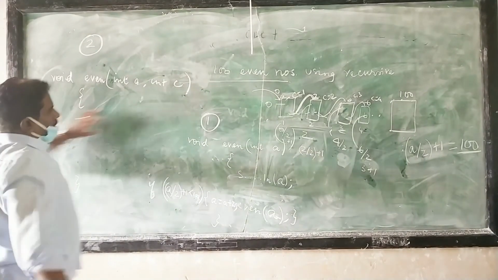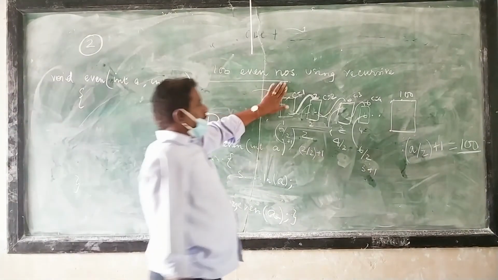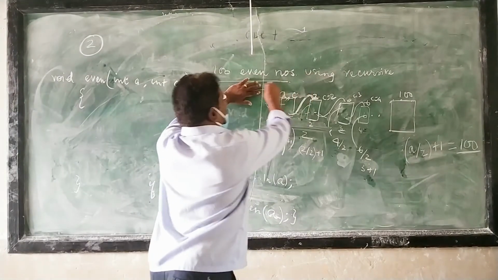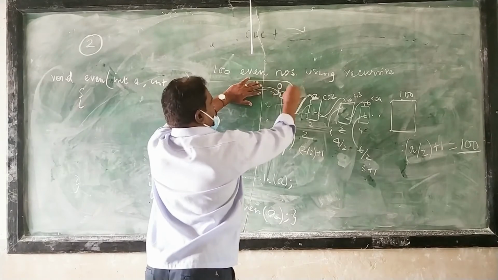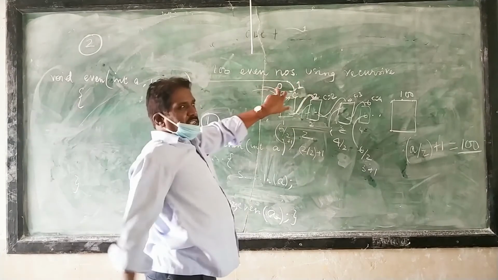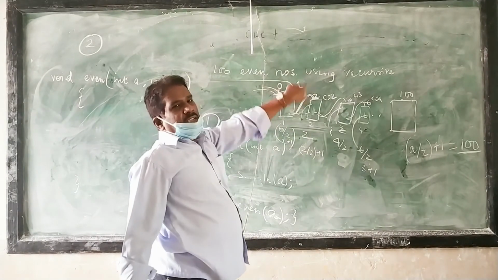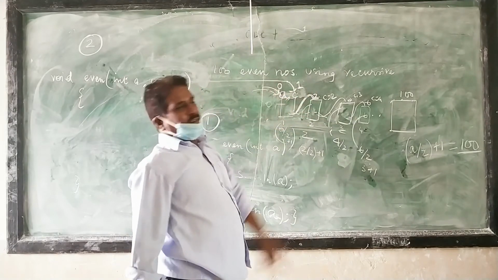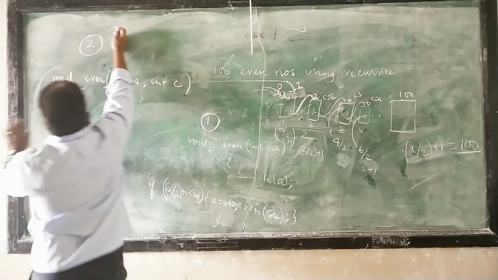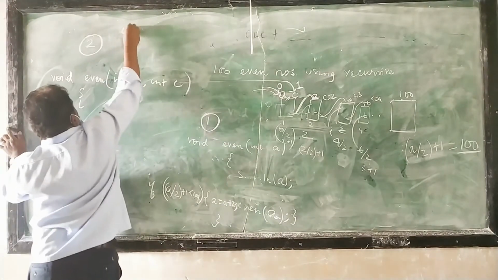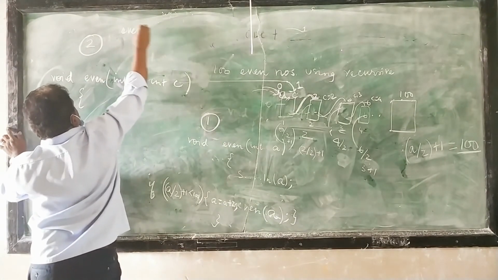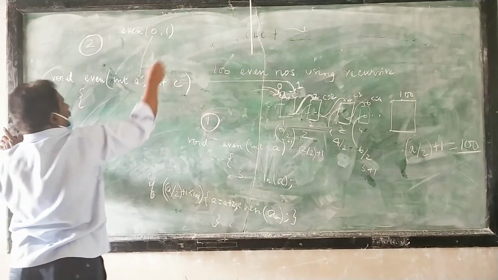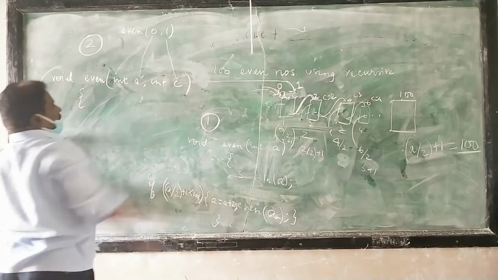Integer a, integer c. It means I will take two parameters, a and c. First time a will be 0, c will be 1. 0 is the even number, 1 is the counter number. This is the first number, first even. So I will call this function even with 0, 1. So 0 will go to a, 1 will go to c.